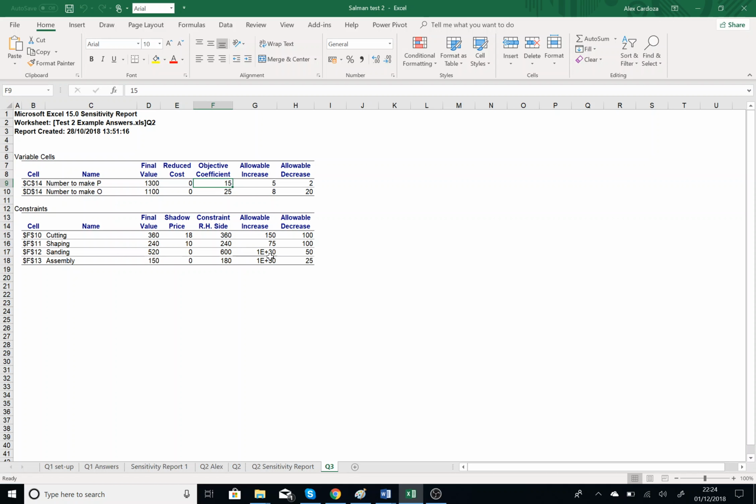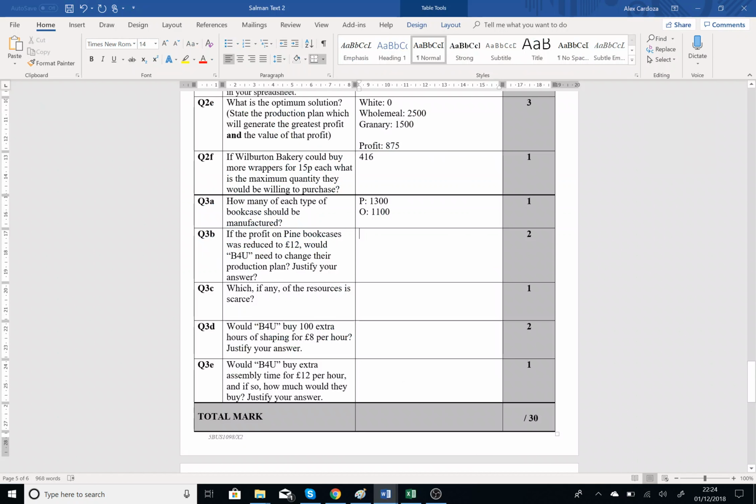Well, here you can see that the allowable decrease is 2, so it's just 13. So if they reduce it to less than 13, which is 12, then yes, they would have to change their production plan, because that is what they mean by allowable decrease: the most that it could be reduced by. So you could see the most that they could reduce the profit by is 13. Okay. So you would say yes, they would.